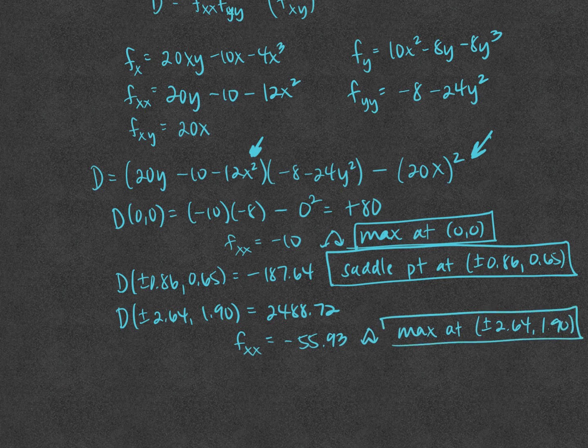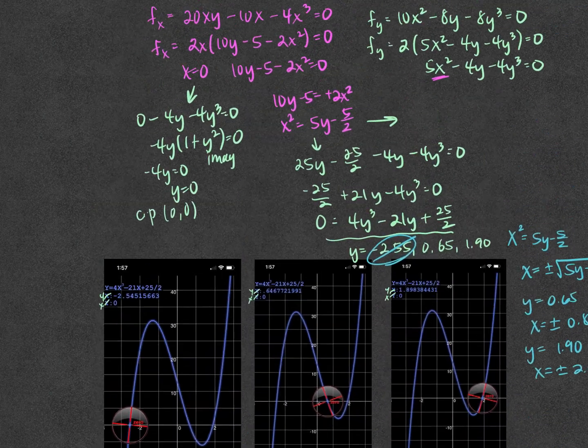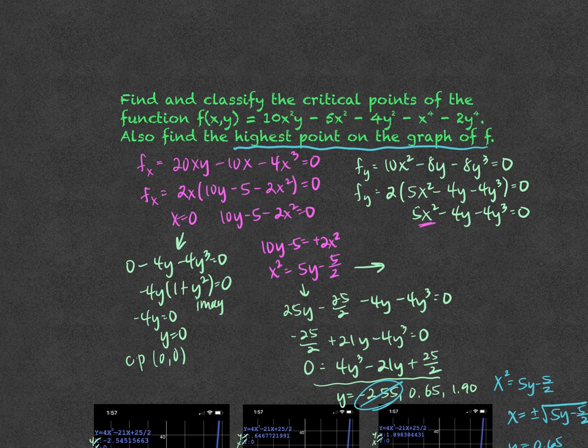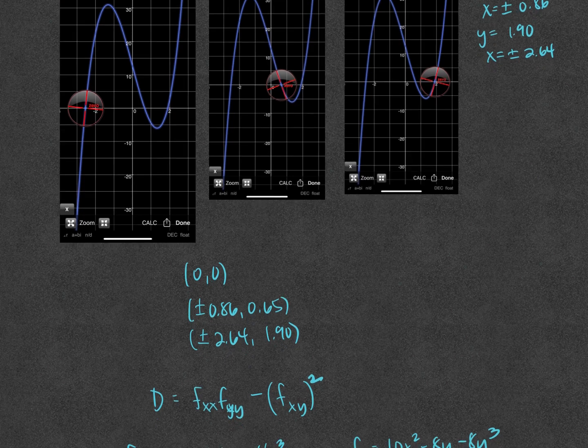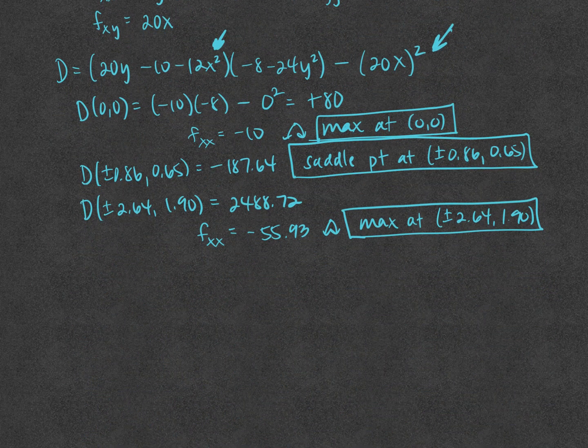Now we have maximums, but if we go back to the problem way up here, it says what is the highest point on the graph of f? So where does this maximum point occur? Now we don't have a graph to help us come up with that. So what you want to do is you need to evaluate the z. So we're going to go back to the value of f.